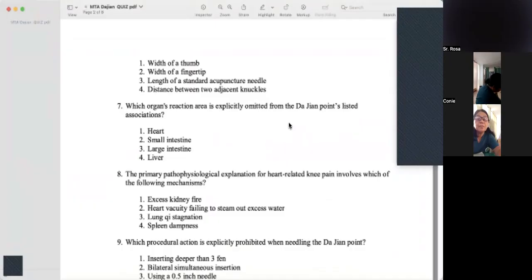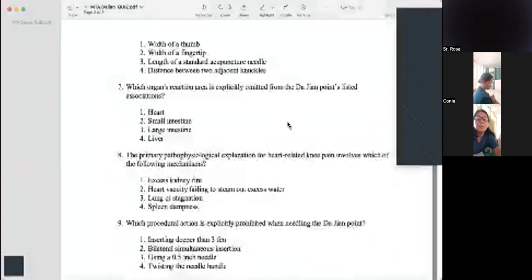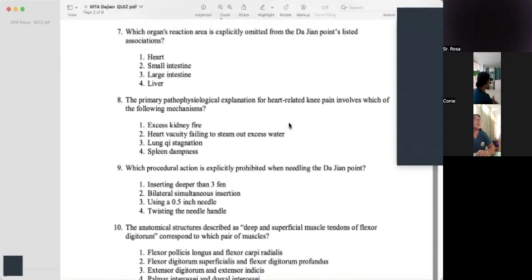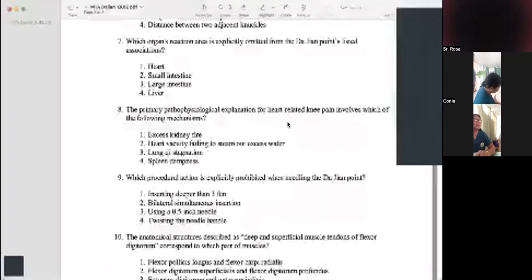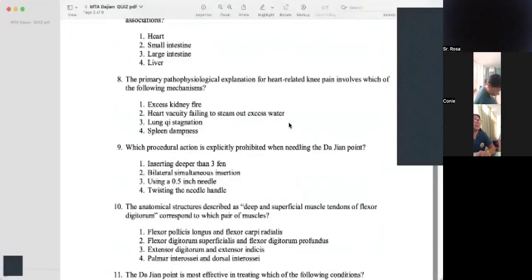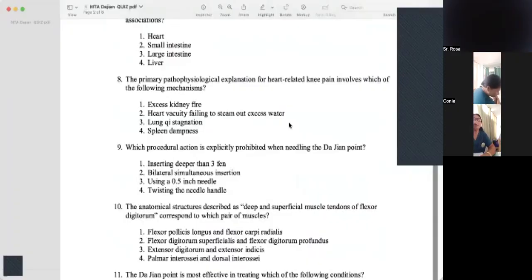Which organ's reaction area is explicitly omitted from the Dajian point's listed associations? Liver. Liver is not included. Basically think of heart, kidney, small and large intestine. The primary pathophysiological explanation for heart-related knee pain involves which of the following mechanisms? Actually it's the small intestine. When we talk about SI, we think of heart.